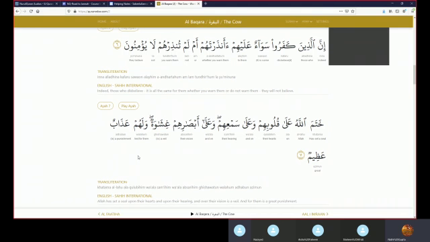Again, as we said, these are very specific kinds of people, and these people also referred to the Jews of Medina at that time, the Jewish leaders, not even the Jewish common people, the religious leaders.